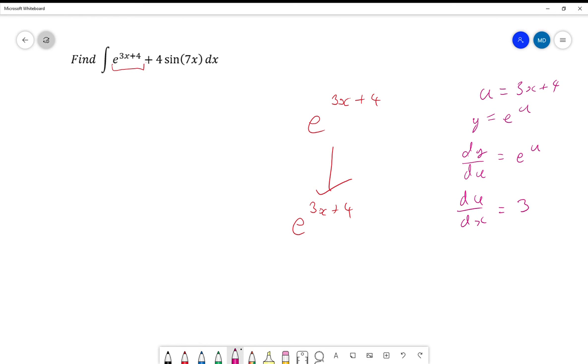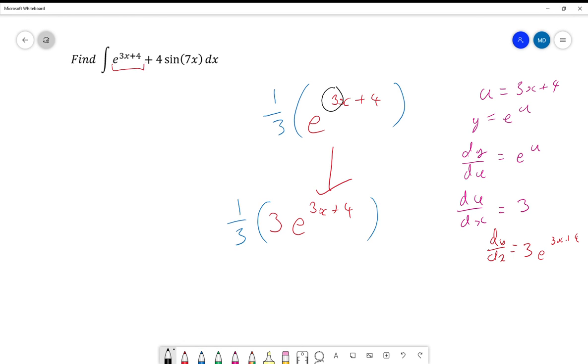So dy by du is still e to the u, but du by dx is equal to 3. And so our answer to this, the dy by dx, is going to be equal to 3 times e to the 3x plus 4 by the chain rule. So this would give us a 3 there, and we don't want a 3 there. To solve that, I just have to multiply everything by a third. Or, if you think of it in similar terms, this 3 just comes out as a division. So we're going to end up with 1/3 of e to the 3x plus 4 for our first part.